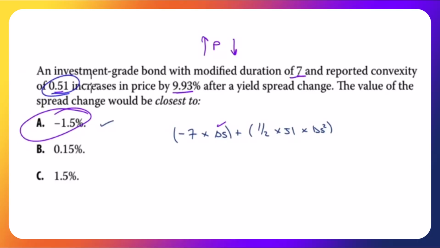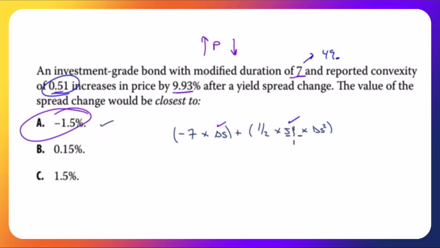Look at how convexity is stated here, 0.51. We would have to rescale that to 51. How do we know that? The easiest thing to do is take whatever duration you have and square it. 7 squared is 49, which means our convexity statistic should have 2 places before the decimal. Since it's 51, we just turn it into 51.